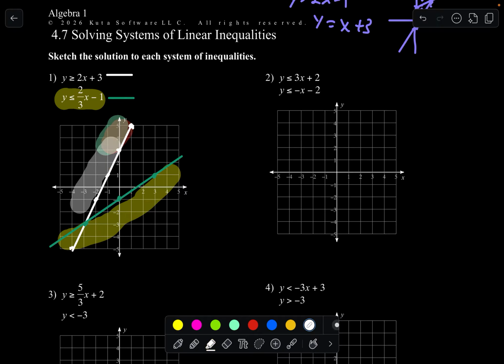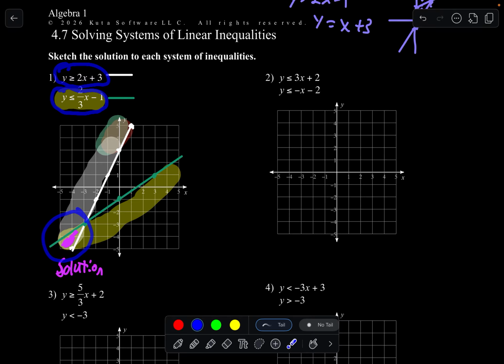the overlap is right here. And we call this the solution. It's a little piece right there, because that's where the shading of the inequalities overlap. In other words, this is the only region where the points will satisfy both the top inequality and the lower inequality. So it's very similar, and that's it.